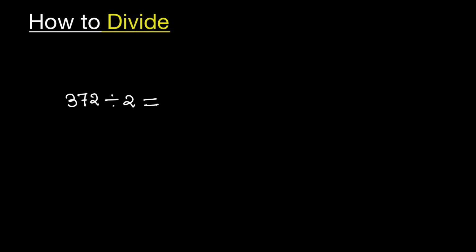Let's learn how do we divide the number 372 by 2 using the long division method. Consider the number 3. We know that 2 times 1 is equal to 2. Subtract, we get 1. Now this 1 is less than 2. That is why we need to bring down this adjacent 7 here.